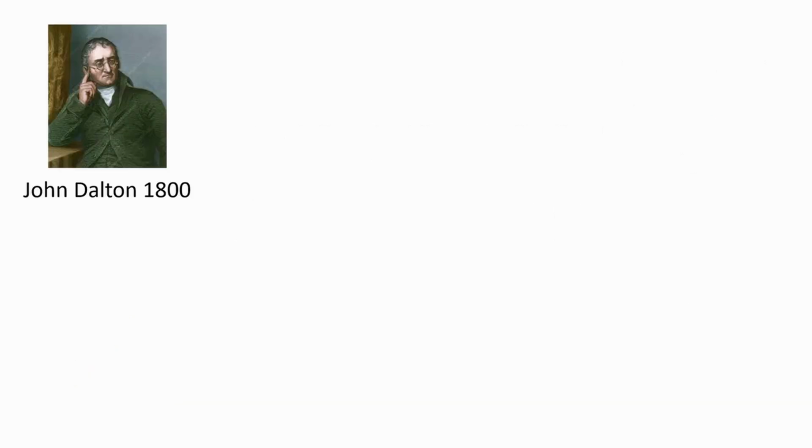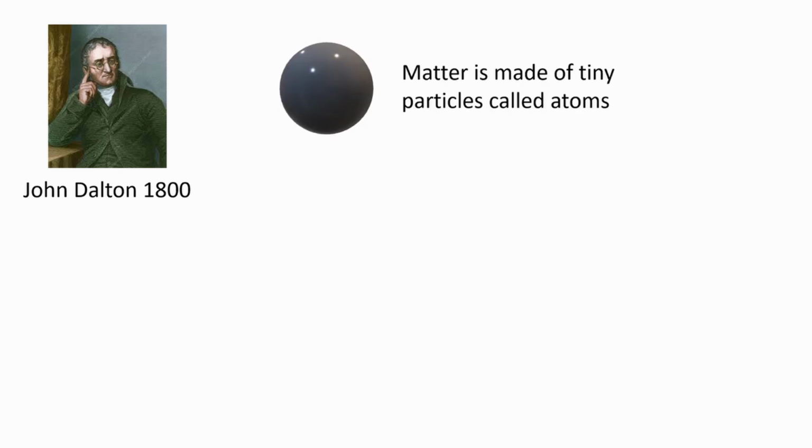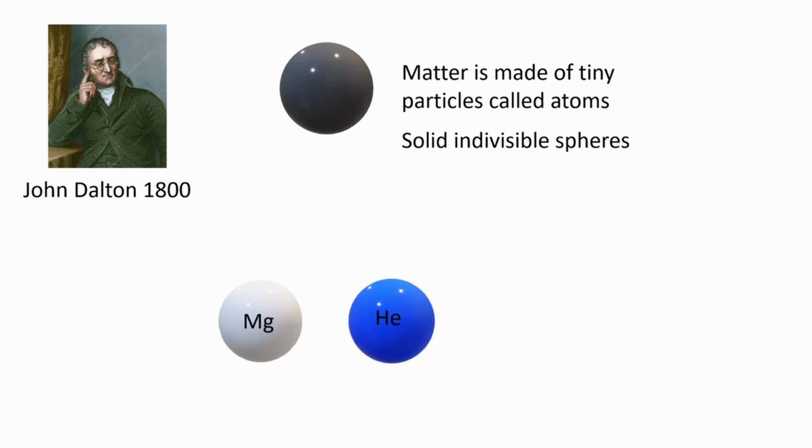In the 1800s, John Dalton said that all matter is made up of tiny particles called atoms. He said atoms are solid, indivisible spheres. He described them as indivisible, which means they can't be divided any further. They're the smallest you can get. He also said that different elements have different atoms. So magnesium, helium, nitrogen, all of these different elements are made up of different atoms.